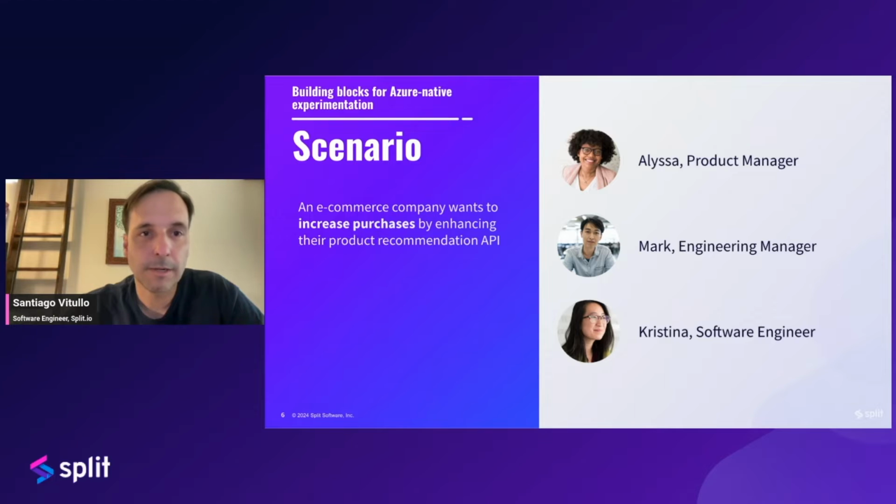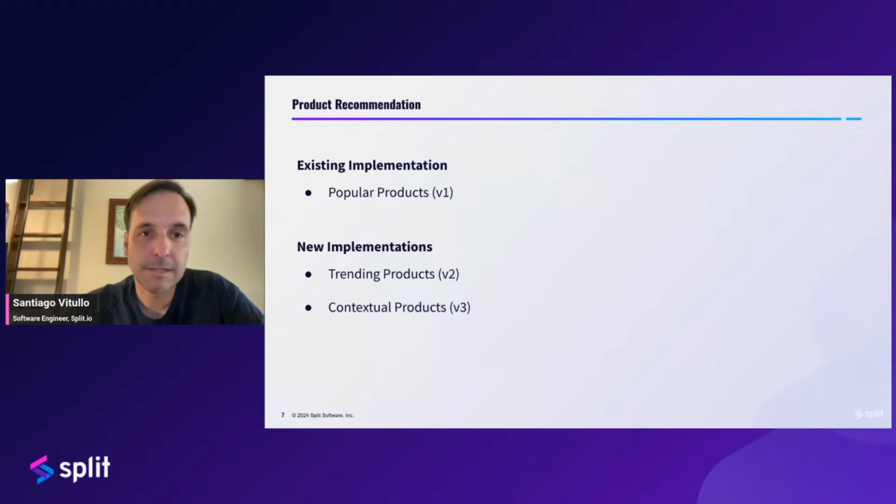After reviewing product analytics and customer feedback, Alyssa believes that using a new approach for product recommendations will increase purchases. The existing product recommendation algorithm recommends those products that are most popular. The team has decided to move forward with 2 new implementations of the product recommendation API to see if any of those meet the goal of increasing purchases.